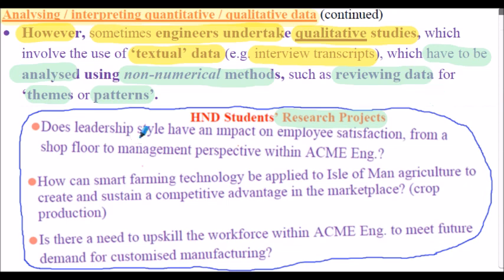And just for your interest, here are some of the research projects that past students have undertaken. I'll let you read these project titles at your own pace, but they all involved collecting qualitative data by the use of questionnaires, one-to-one interviewing, etc.